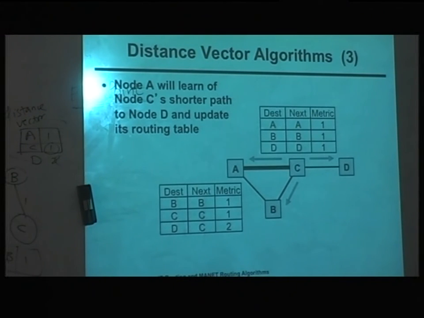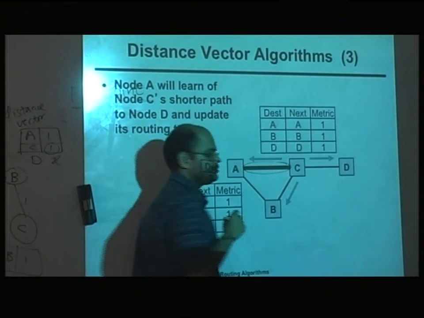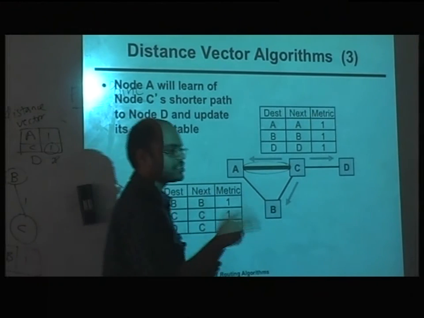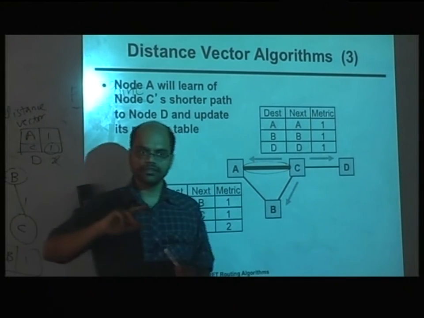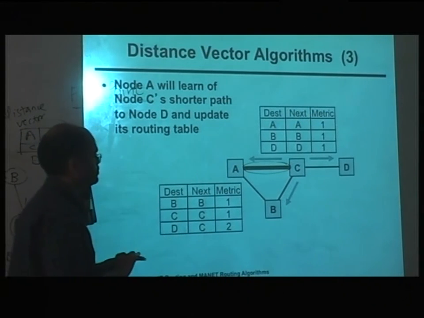Now I made a change. I put this link here. After this, once they start exchanging the information, the routing table will change. Okay? So let's go through this example.